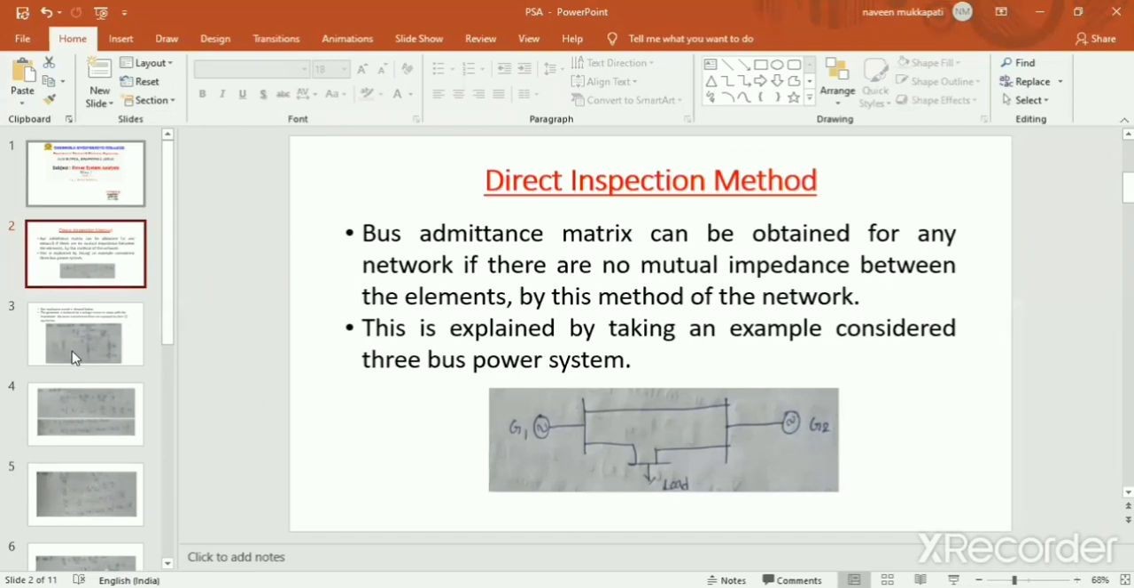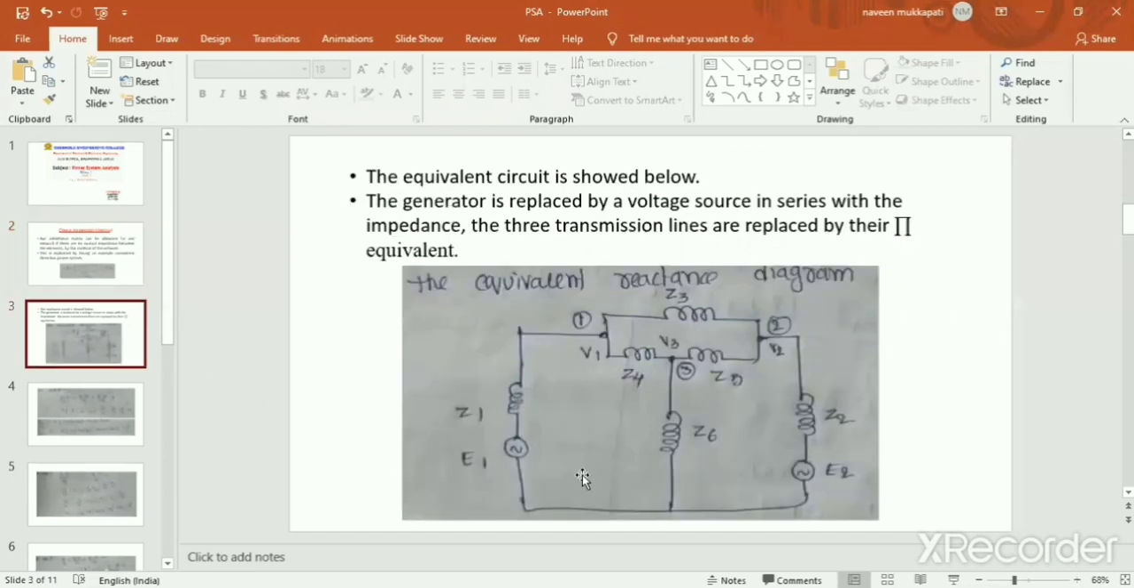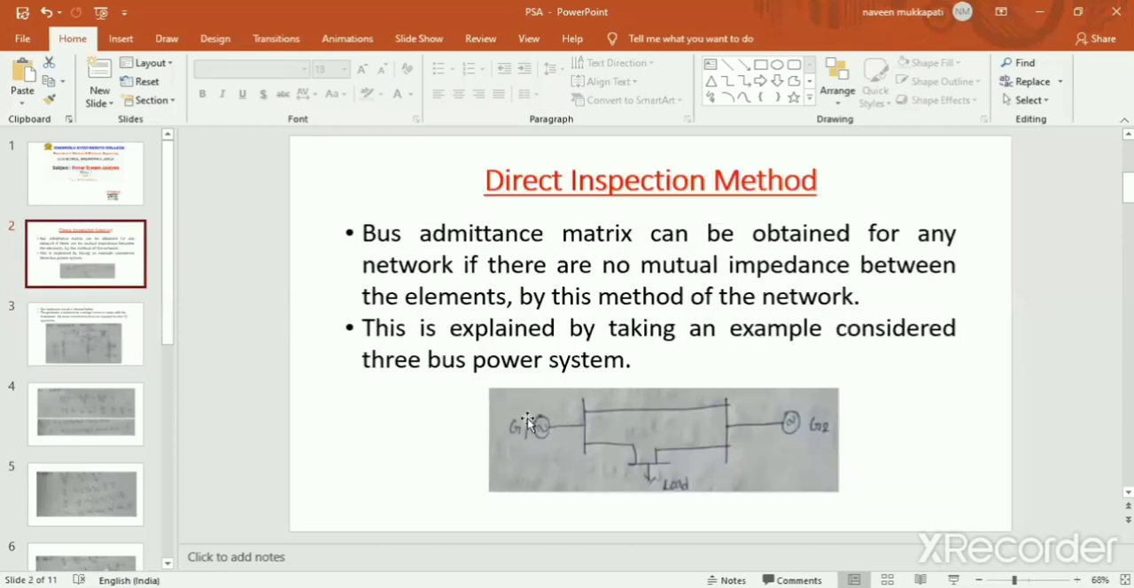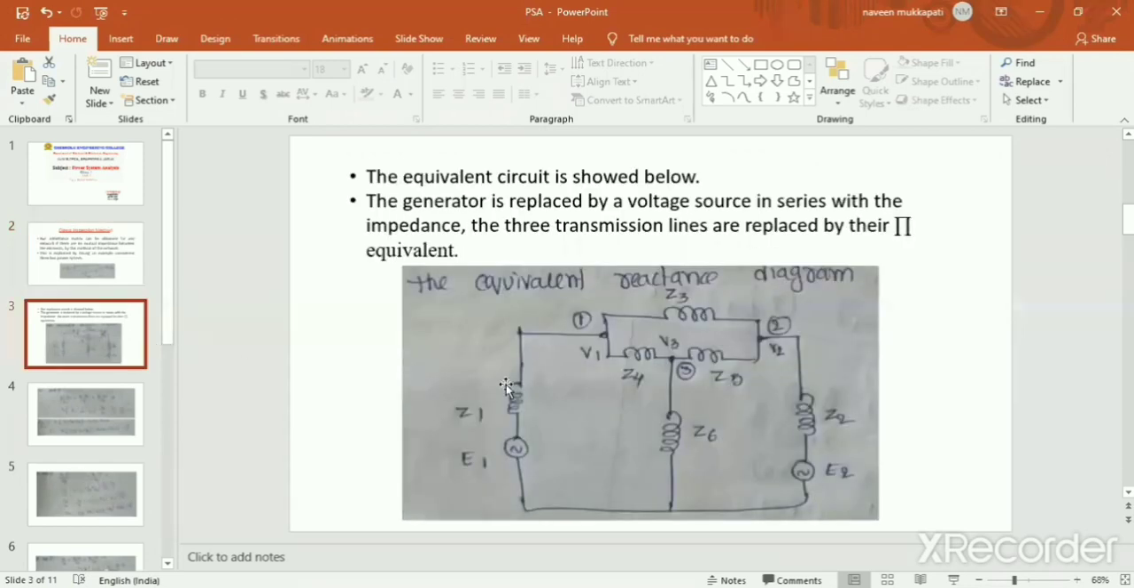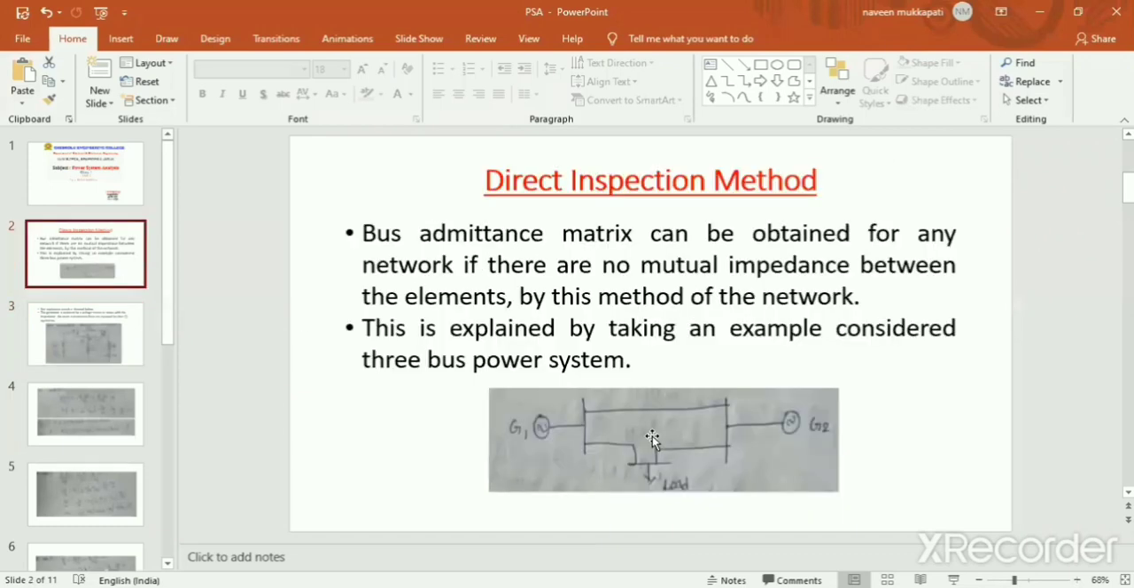We already know about the equivalent circuit for the replacement of this single line diagram. What is the simple equivalent representation for generator G1? G1 is represented in the form of an admittance in series with the voltage source. That is the equivalent reactance diagram for the single line power system network. This is the single line power system.